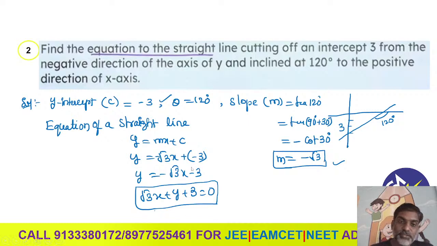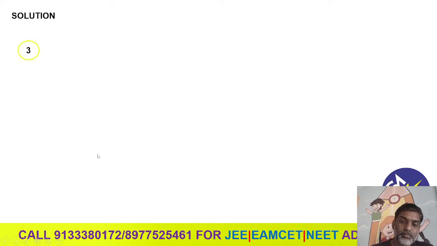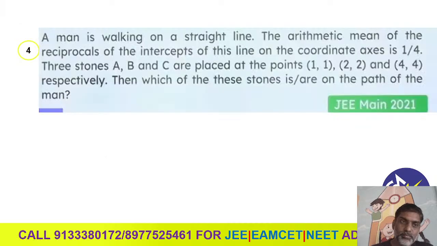Okay, then let us see the next question. A man is walking on a straight line. The arithmetic mean of the reciprocals of the intercepts of this line on the coordinate axis is 1 by 4. Three stones A, B and C are placed at the points (1, 1), (2, 2) and (4, 4) respectively. Then which of these stones are on the path of the man?